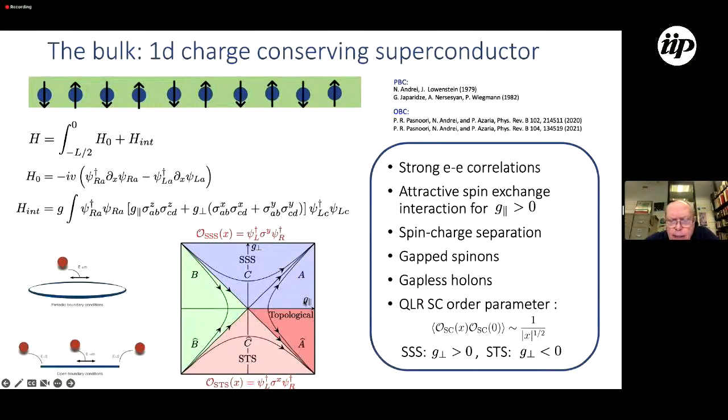So this model is very rich. It has a charge spin separation, namely the gapped modes don't carry charge, but they carry spin. These are the spinons. They separate from the holons, and we have order parameters that fall like x to the power half. So this is the bulk.